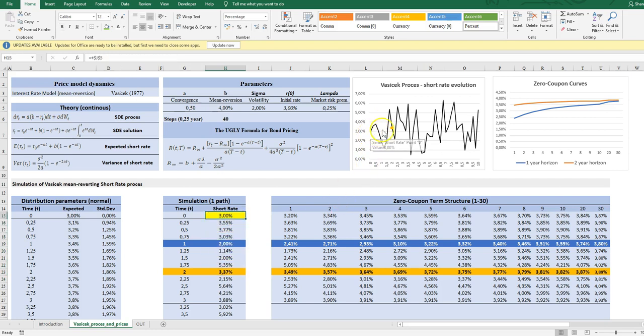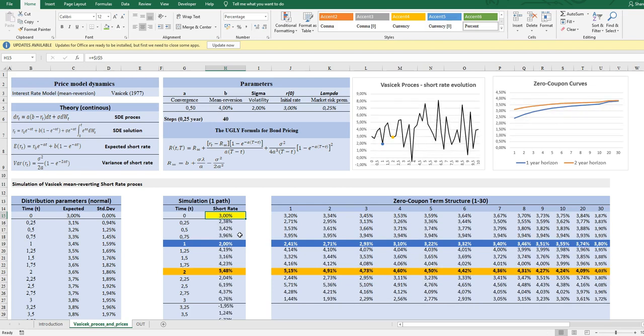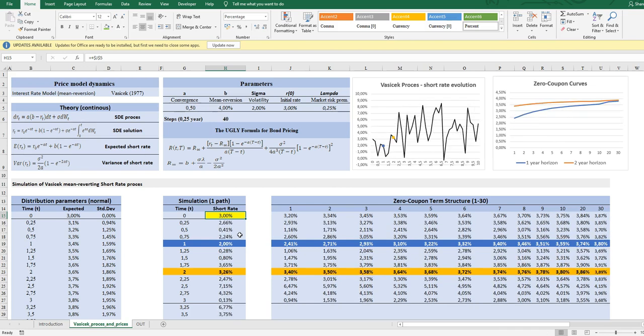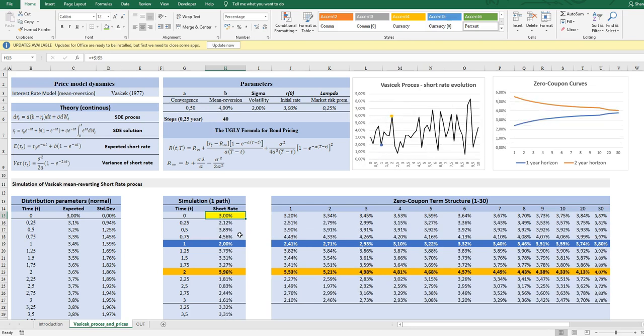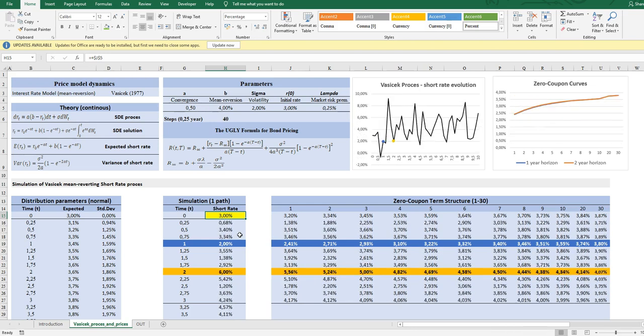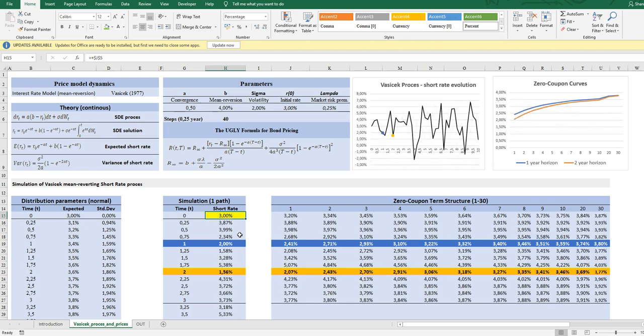We start from 3 and we go up and down. I will just type F9 to activate the RAND function, the random function in Excel, so we generate one new path so we can see the dynamics. And perhaps it's possible to see that it never drifts too far away from the long run average of 4%.